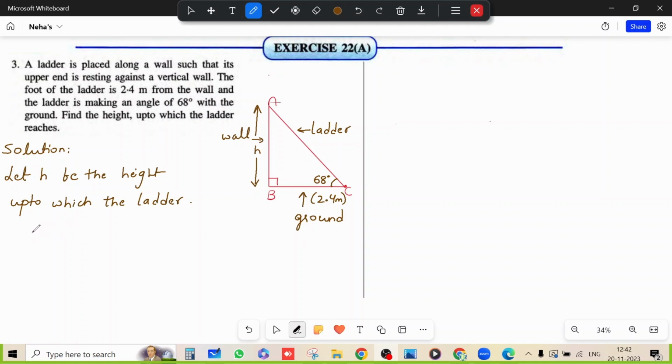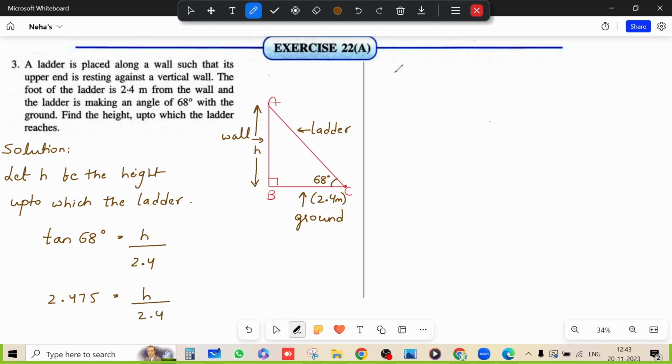So from the figure, we know that tan theta is equal to height upon base. So here in this case, it will become tan 68 degree is equal to height upon base, which is equal to 2.4 meter. Now the value of tan 68 degree can be found out using the trigonometric tables of tan. So tan 68 degree is given as 2.475.